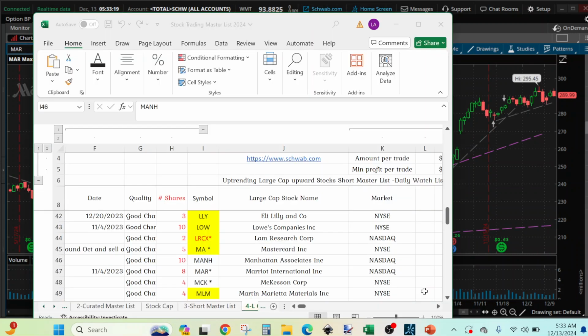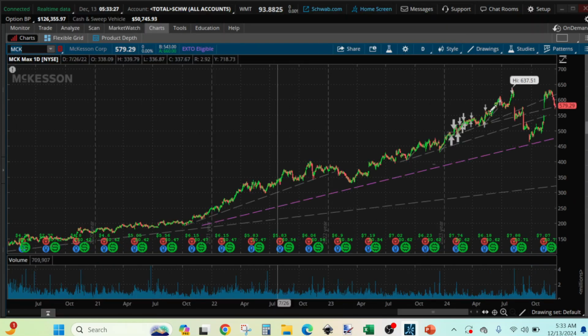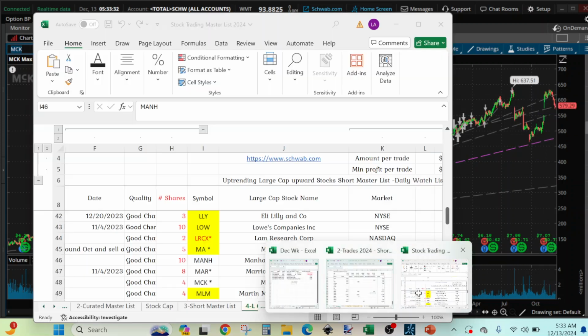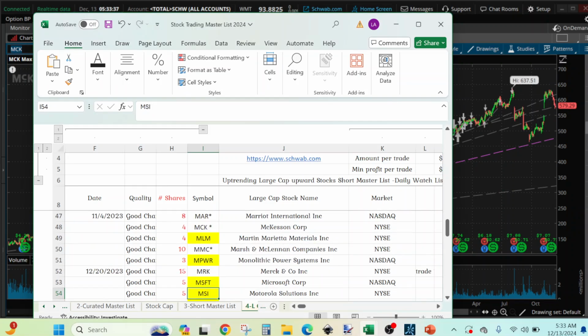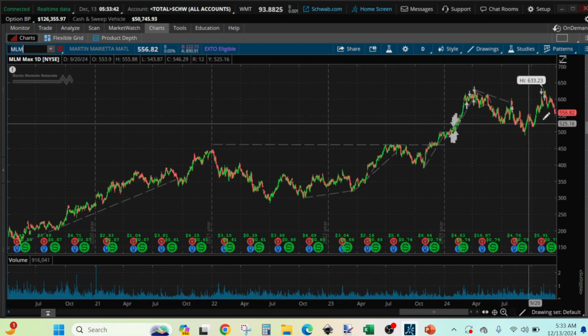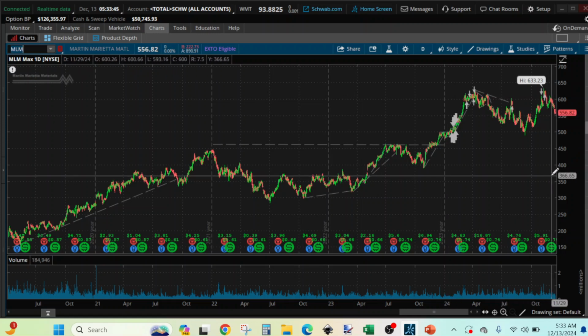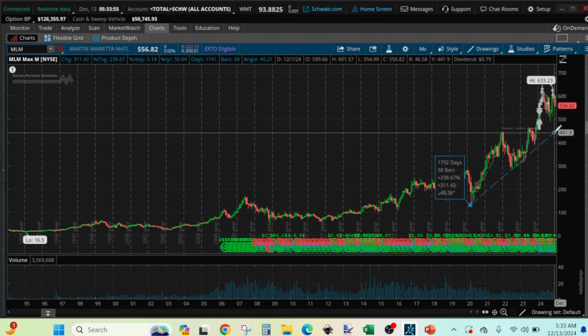The next one is MCK. So MCK, the line you like to buy on is on a descent there. Let's try MLM. We already have it in our portfolio, and it seems to me that it is maximum. We do not have those maximum monthly charts. Let's see where this one is going.